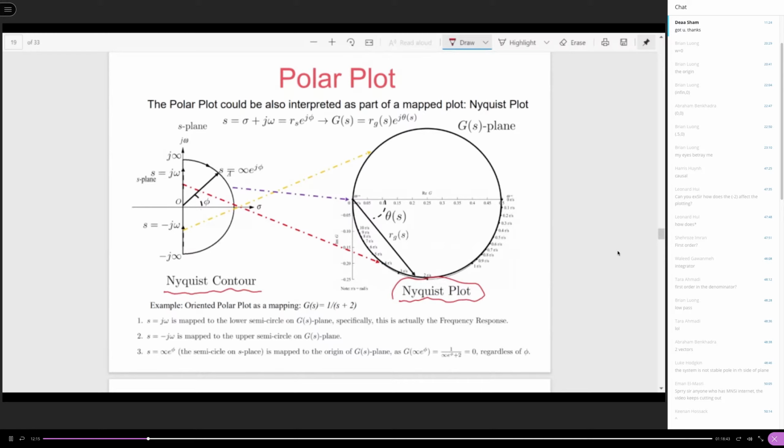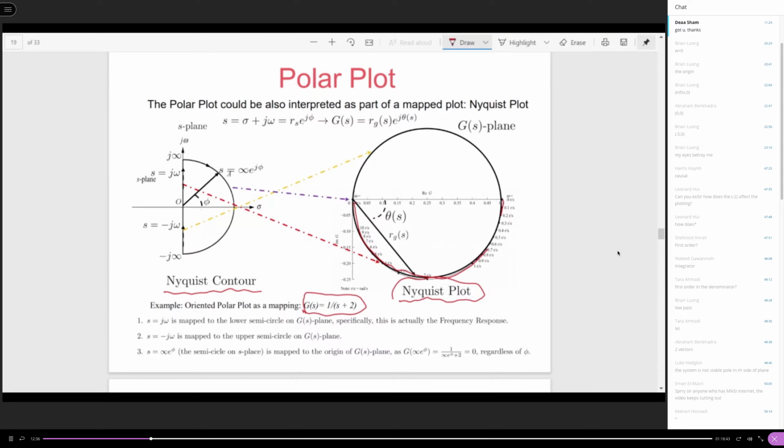For example, I still consider this same transfer function, and you should already be familiar with this part, right? This is what we just talked about. Now I'm going to talk about this part. You see the whole circle. How can we obtain this whole circle?